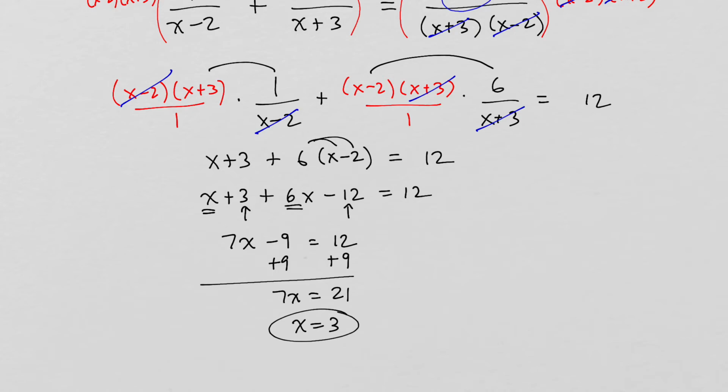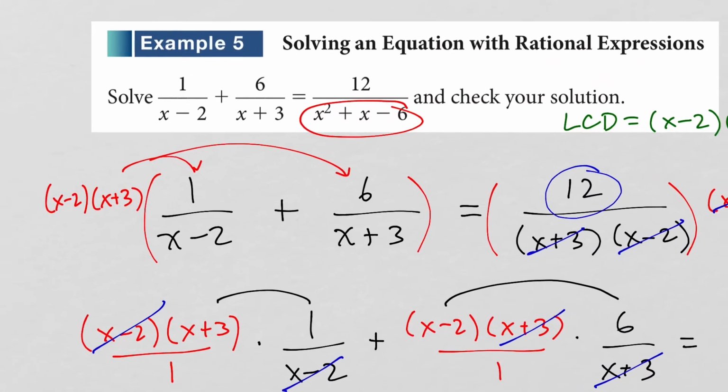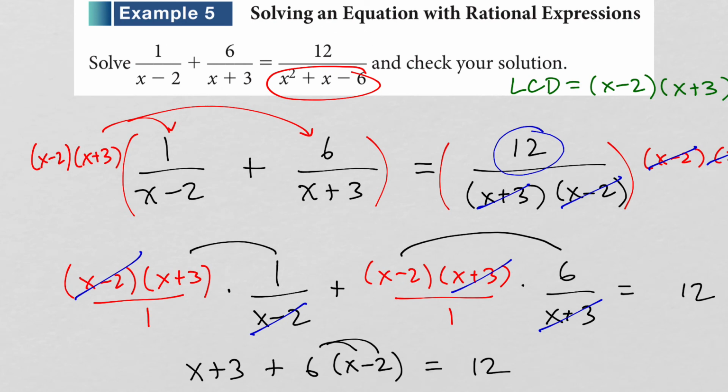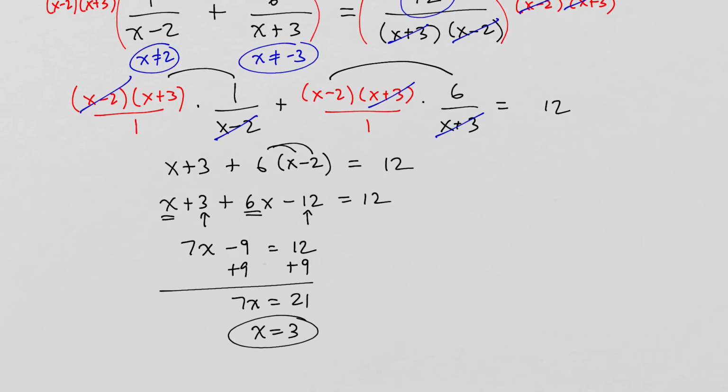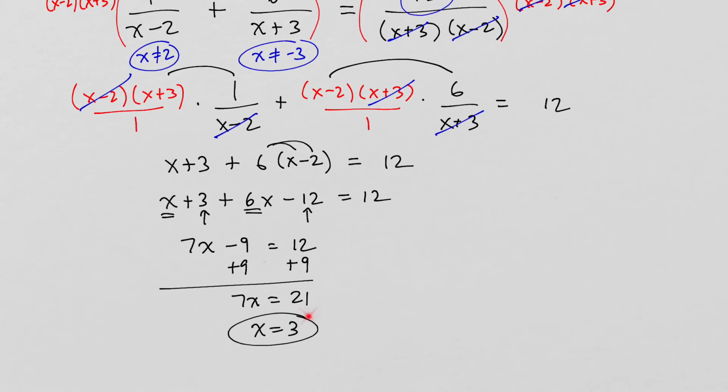Now again, remember, you have to check that answer. So if you go to the beginning, you'll notice that x cannot be equal to 2 here, and x cannot be equal to negative 3 here, and same restrictions on the other side here. So as long as we don't get one of these answers, we should be okay. And the answer we got was positive 3, so there's no problem with positive 3. All right, so that is our answer, and it checks out.